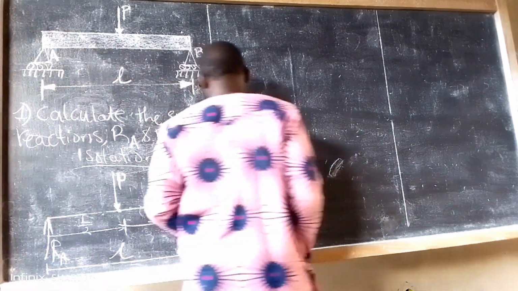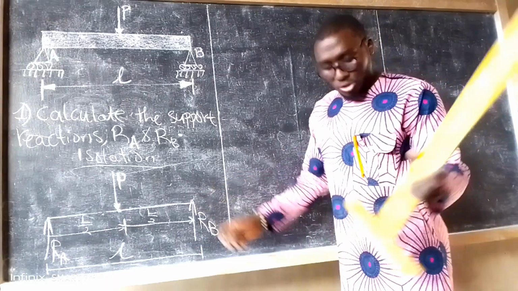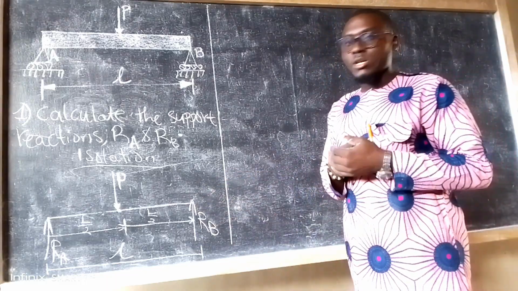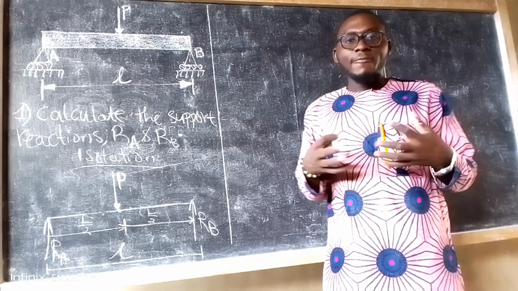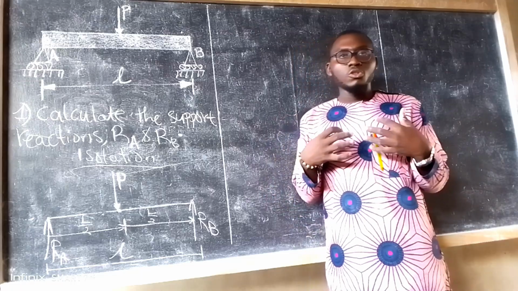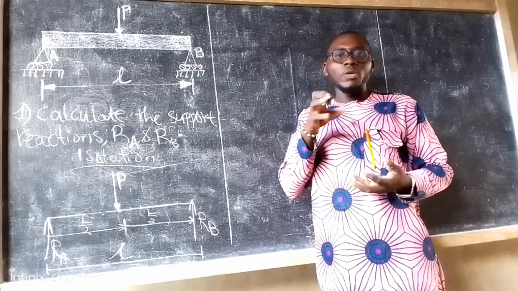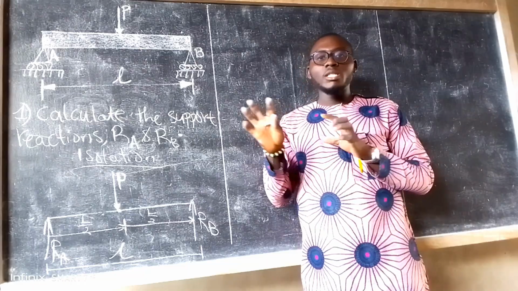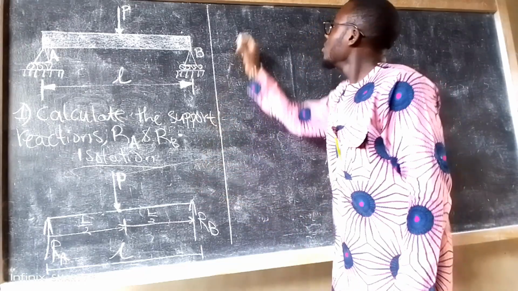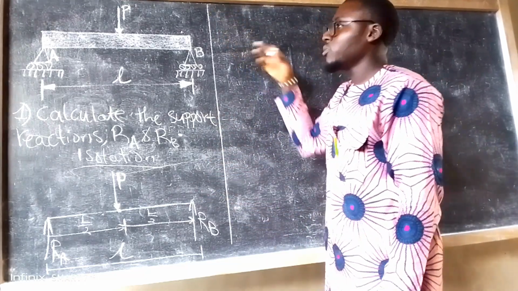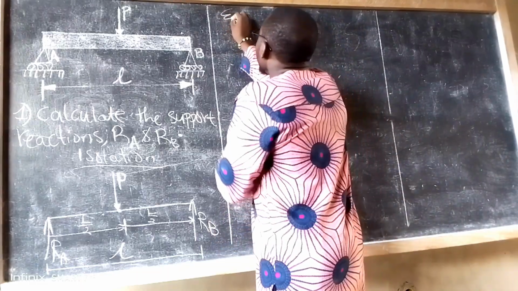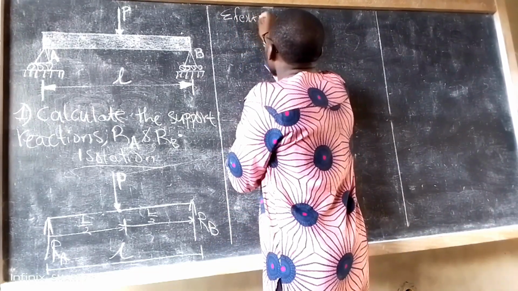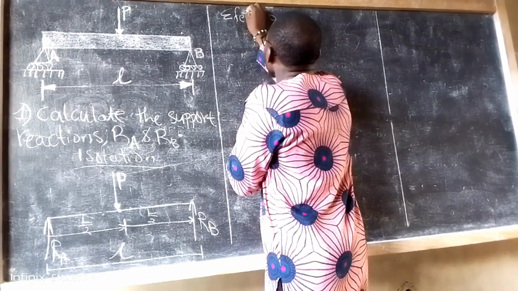So the next thing we are supposed to do is apply the laws of statics. Statics state that for a body, for a structure, for a system to be in equilibrium, the sum of all the external forces acting on that body must be equal to 0. So the first principle of statics we are going to apply is the sum of external forces equal to 0.